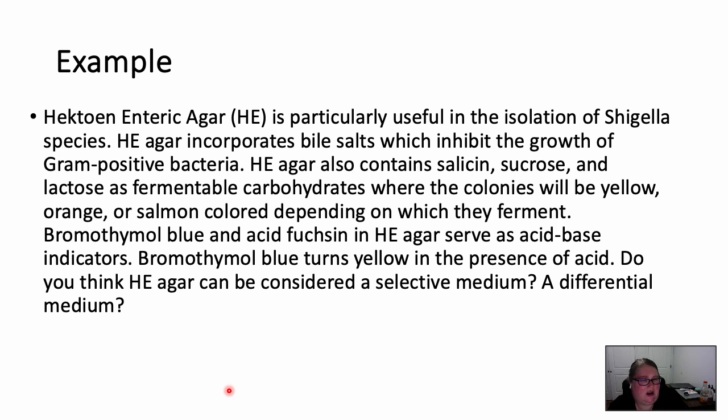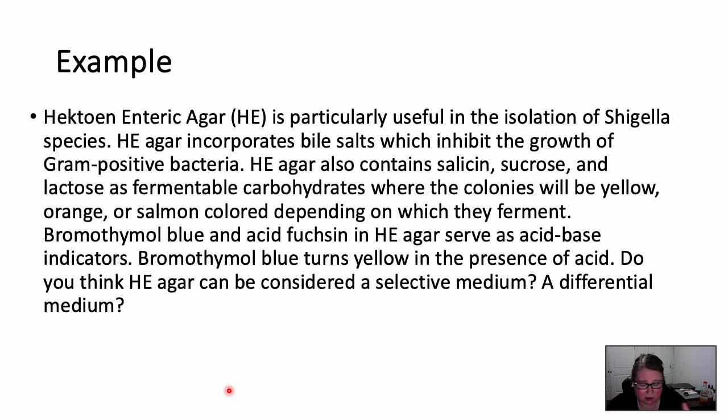So do you think HE agar can be considered a selective medium, a differential medium, or both? Okay, so take a minute, look at the previous slide, and see if you can find the answer. Okay, so this is a long question, but it's actually really easy. So the answer to this example problem is that it is both selective and differential.